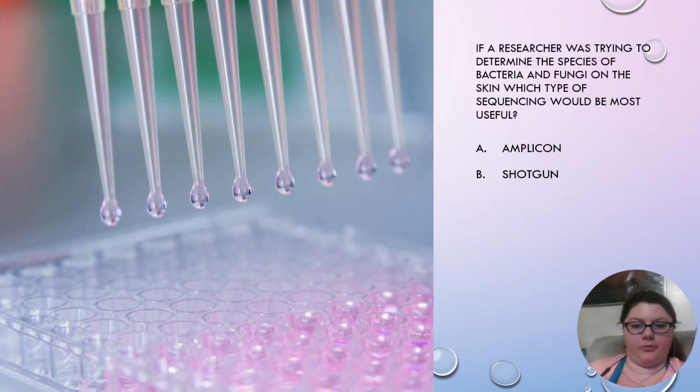If a researcher was trying to determine the species of bacteria and fungi on the skin, which type of sequencing would be most useful? Amplicon or shotgun? The amplicon would be the most useful because the researcher is looking for species specific.